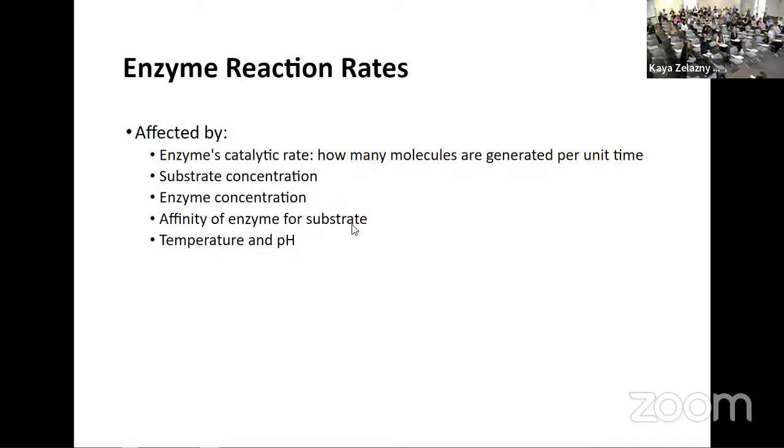Temperature and pH, if they go either too high or too low, will affect the rate of our reaction. Reactions in our bodies are pretty fine-tuned to operate at our normal temperature and normal pH. So if we go outside of the range of our homeostatically regulated temperature or pH, that's going to impact our enzyme reaction.